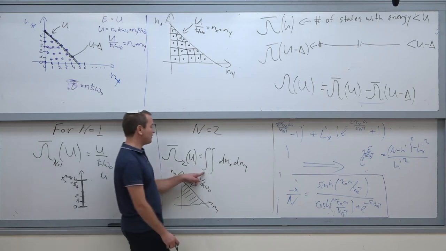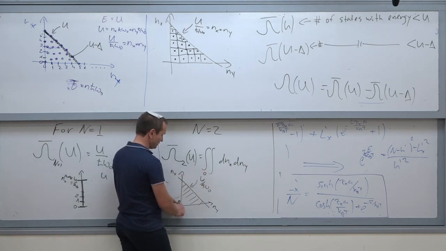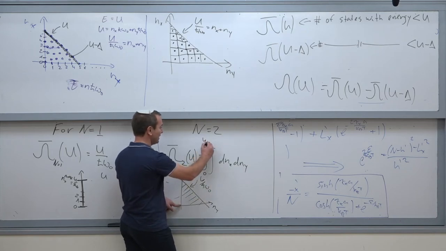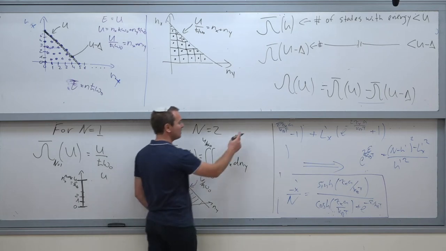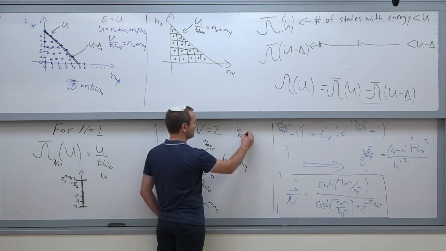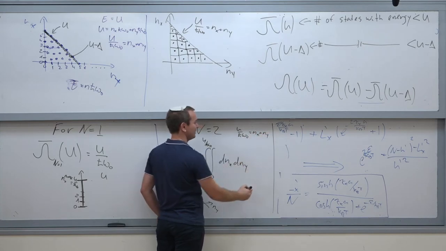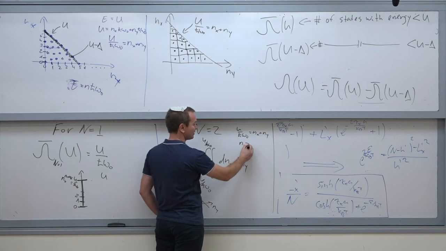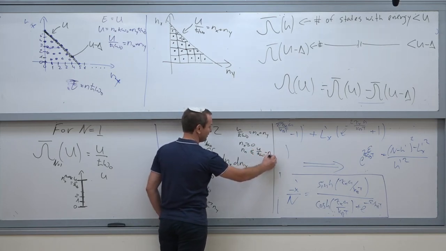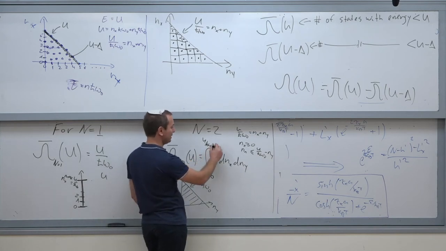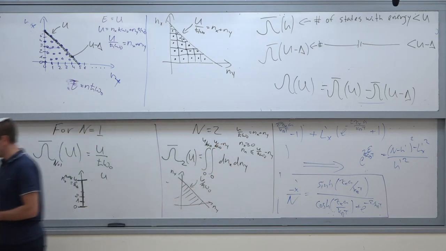So ny changes from 0 till U divided by h bar omega 0. This is the integration over ny. And nx can change only from 0 to what? Remember, U divided by h bar omega 0 equals nx plus ny. So nx is greater than 0 and smaller than U divided by h bar omega 0 minus ny. So the integration over here is U divided by h bar omega 0 minus ny. This is our integral over here.